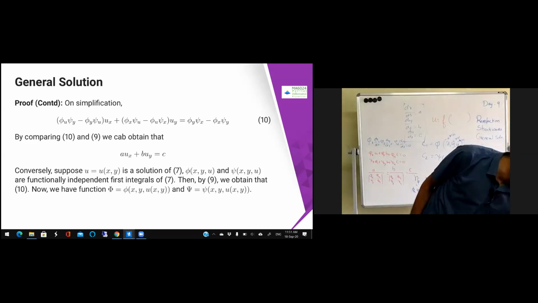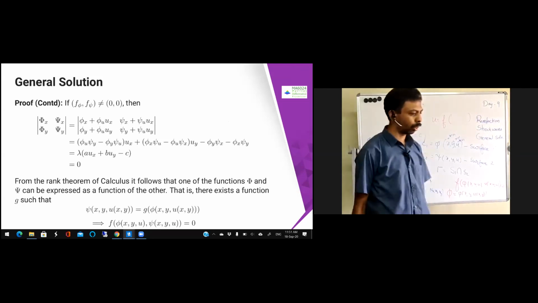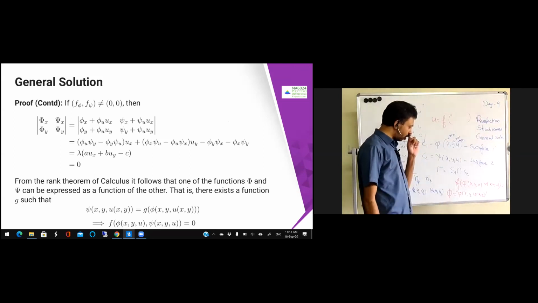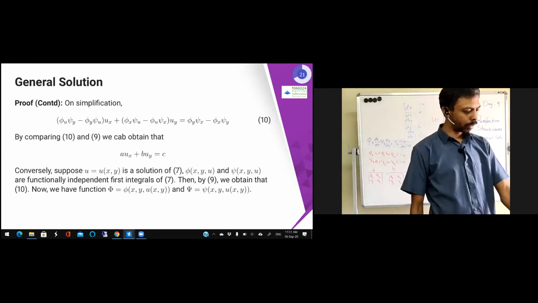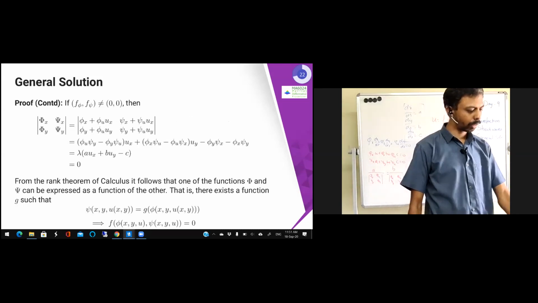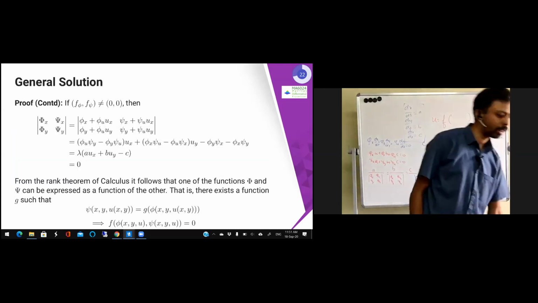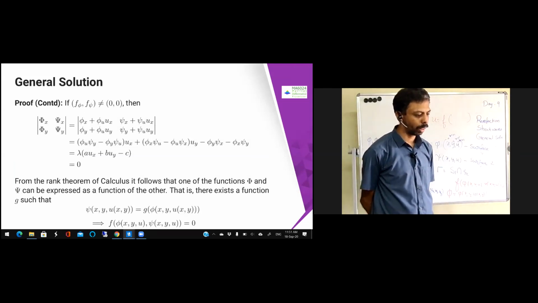Similarly, we have some psi also. Now let us find what is pi x and psi x. So pi x and psi x, once again, what is it going to come? This is going to become like this equation. Pi x, pi u ux, so that is going to come pi x plus pi u ux, psi x plus psi u ux, etc.